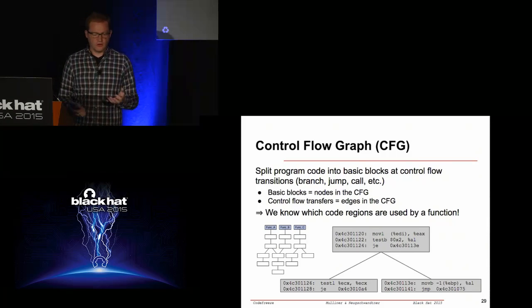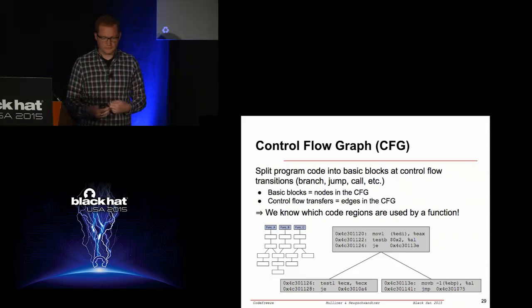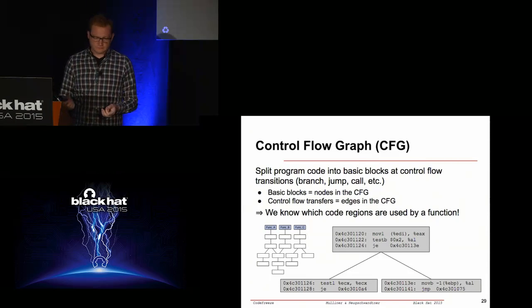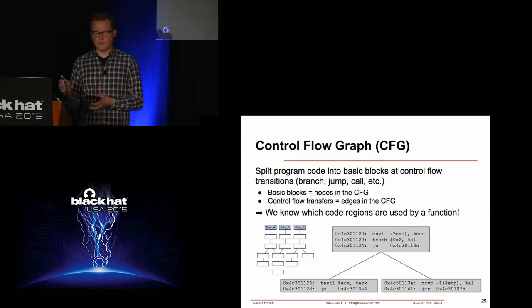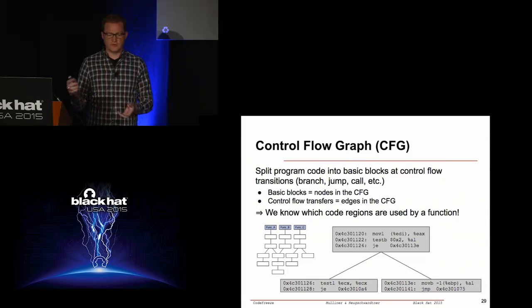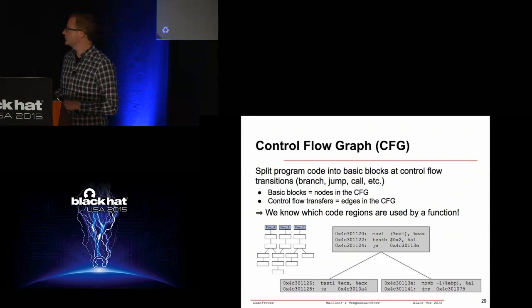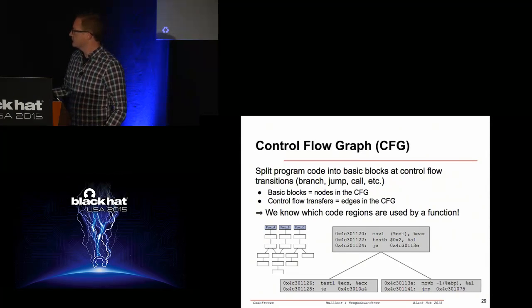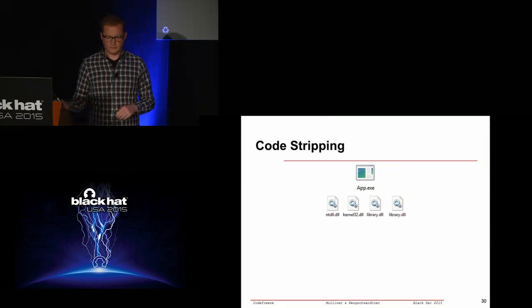And to actually determine what parts of the code use other parts, we look at the program's control flow graph. So we split up a program into code blocks and the branches and jumps between them. We have basic blocks, which are the nodes in our CFG, and the edges are the control flow transfers. So you have this nice graph view of each DLL. That's what we're going to look at.